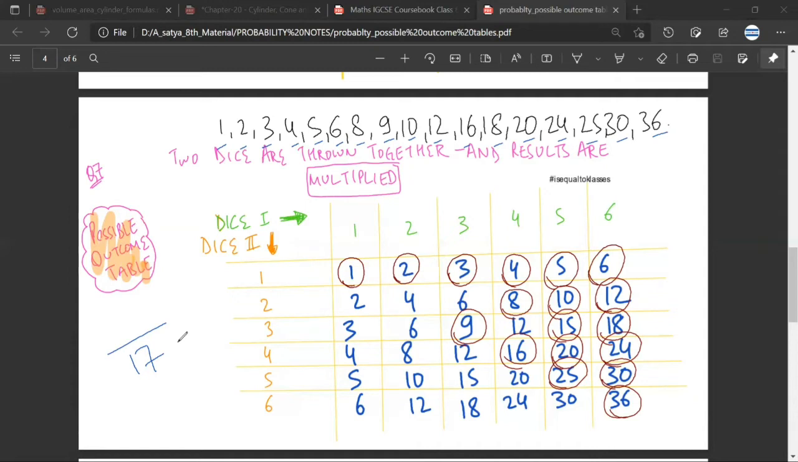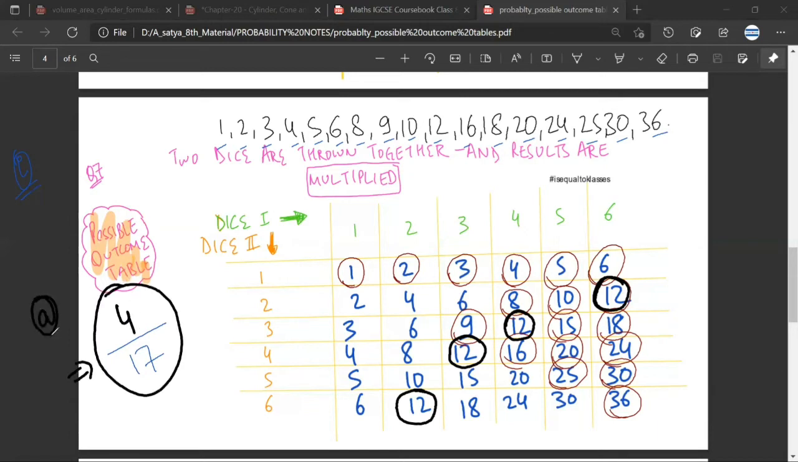So, the first part. What he is asking is, find the probability that the product is 12. So, we'll have to see how many times we can see a 12. I can see a 12 here, here, here, and here. Any doubt? No doubt. These are the only instances where I can see a 12. So, 1, 2, 3, 4. 4 by 17 would be the answer.